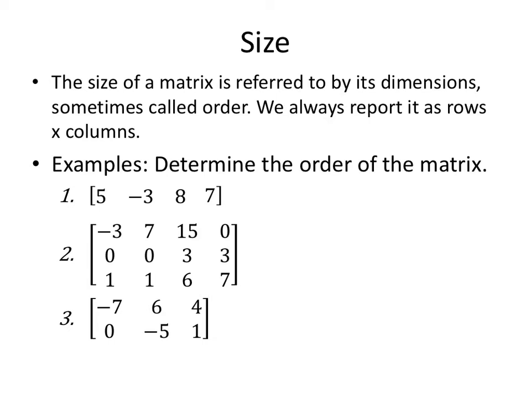So when we look at these, we have, for example, in example number 1, 1 row and 4 columns. It's a 1 by 4. Example number 2, we have 3 rows, 4 columns, so it's a 3 by 4. And example 3, we have 2 rows, 3 columns, and so we call the size of the matrix a 2 by 3.